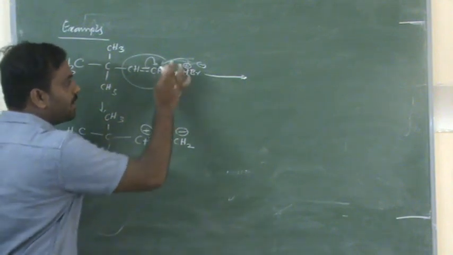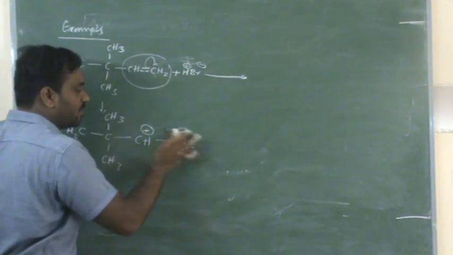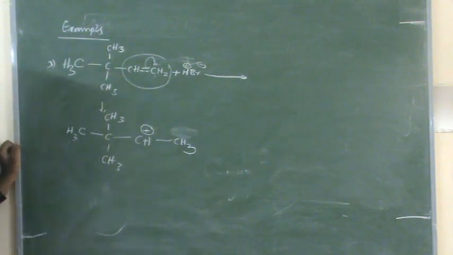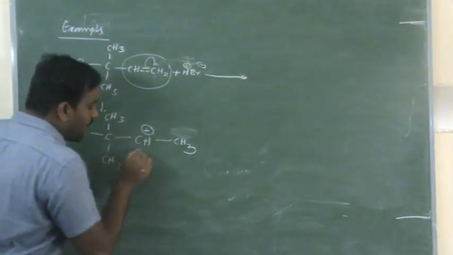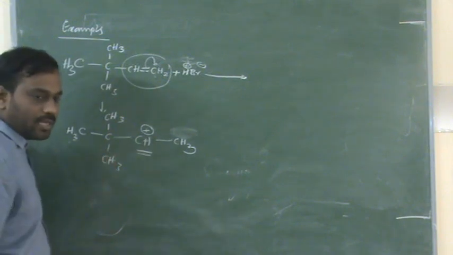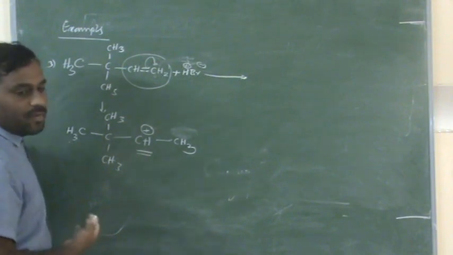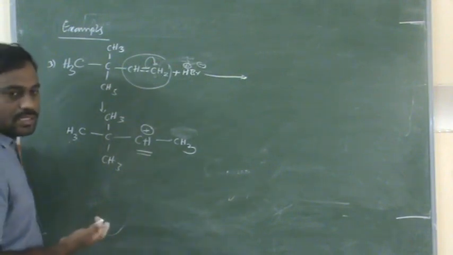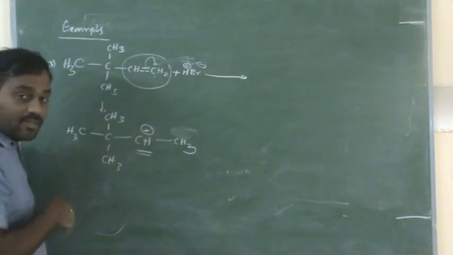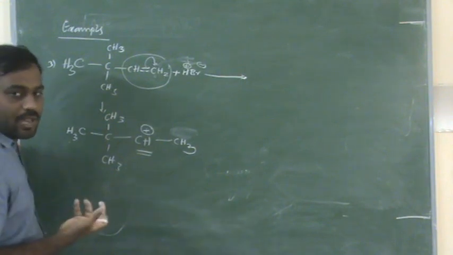Now immediately there is the attacking of this H plus. It becomes what? It becomes CH3. Now what type of carbocation is it? It is a secondary carbocation, isn't it? Is it possible to convert this secondary carbocation into a tertiary carbocation? Yes, it is possible to convert this secondary carbocation into a tertiary carbocation.